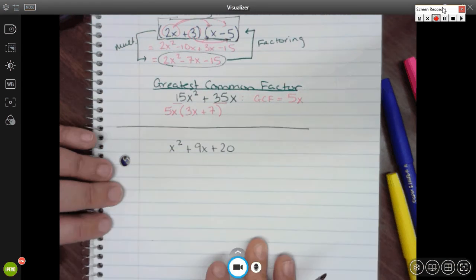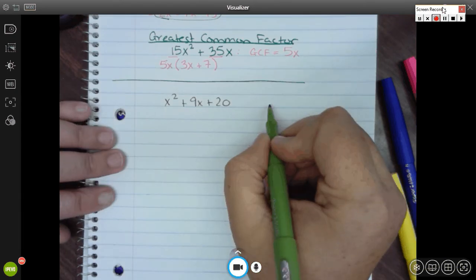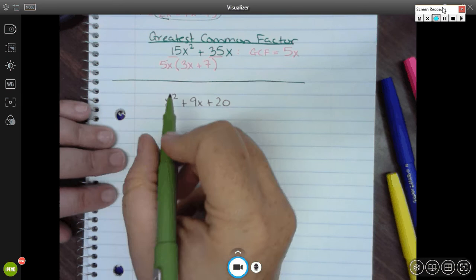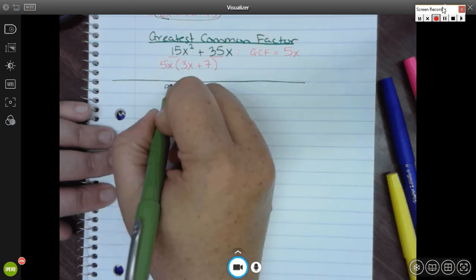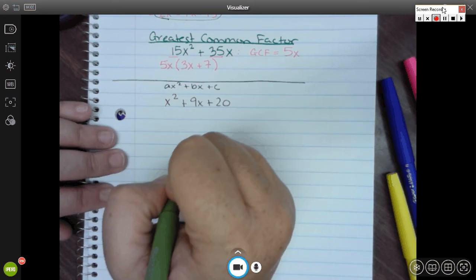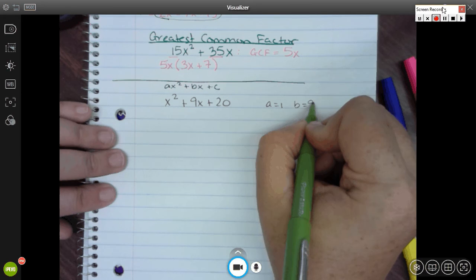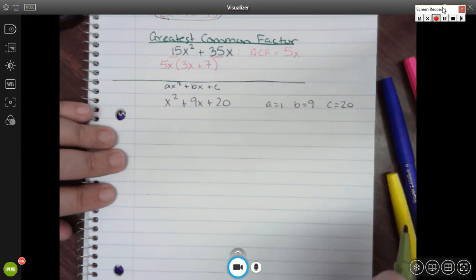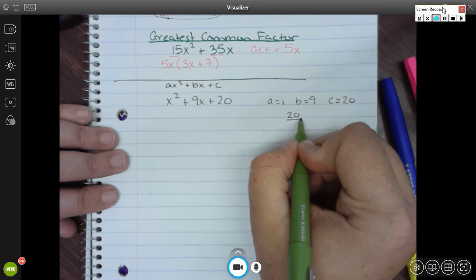All right, so here's what we do. List out your a, your b, and your c, okay? Remember, these are coefficients. We're not talking about with the x, we're talking about the coefficients in front. So remember, it's ax squared plus bx plus c, okay? So here a equals 1, b equals 9, and c equals 20, okay? So when we multiply a times c together, we get 20, right?